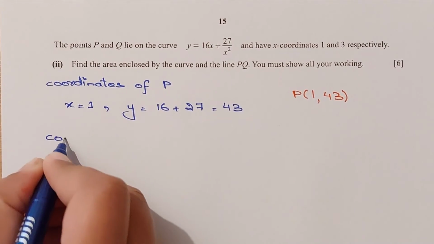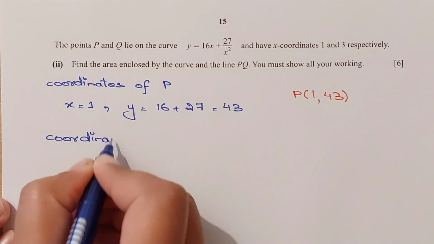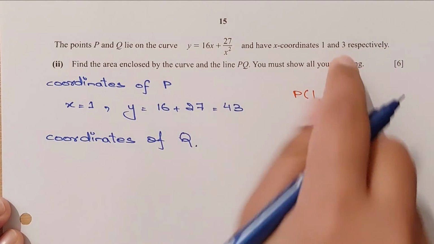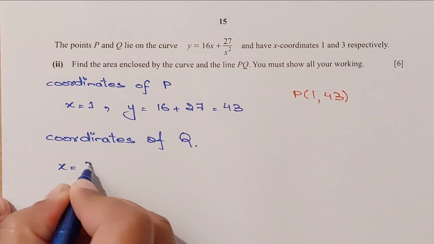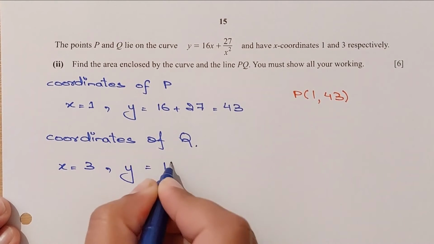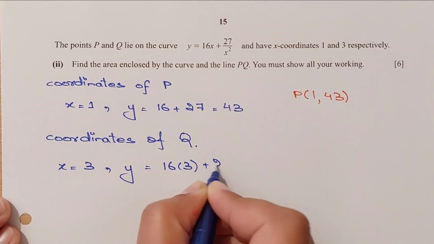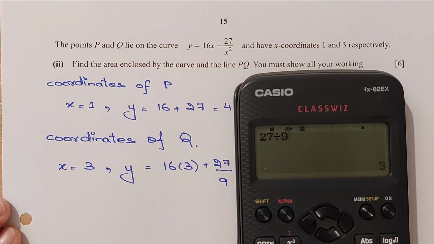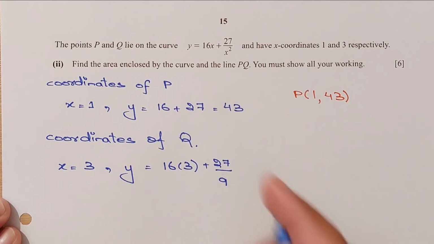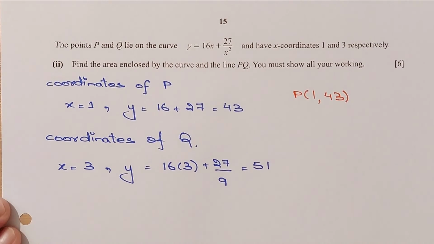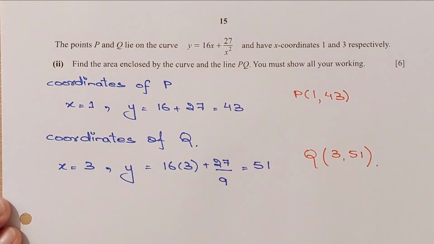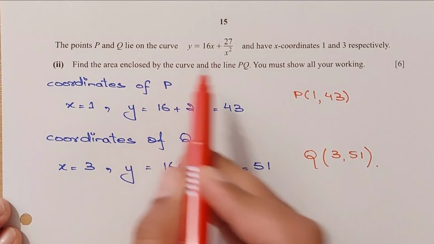Next, let me find the coordinates of Q. The x coordinate is 3 for Q. X is equal to 3 and the y coordinate is 16 times 3 plus 27 divided by 3 squared, which is 9. 27 divided by 9 is 3, and 16 times 3 plus 3 is 51. So the coordinates of point Q are 3 and 51. We have to find the area enclosed by the curve and the line PQ.